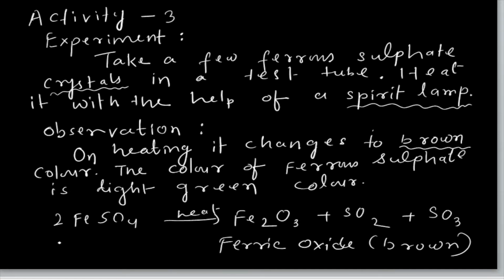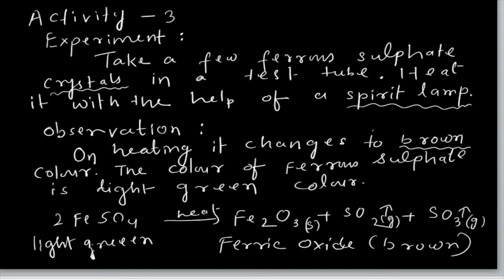That means ferrous sulfate is light green. When ferrous sulfate is heated, it gives brown-colored Fe2O3, ferric oxide, and SO2 and SO3, both of which are gases. They will go up, so you can write gas here and gas here. On heating, it gives sulfur dioxide and sulfur trioxide gases, and solid Fe2O3, which is brown.